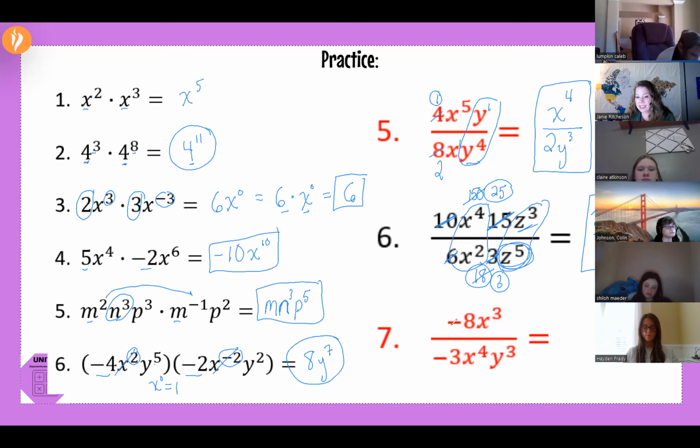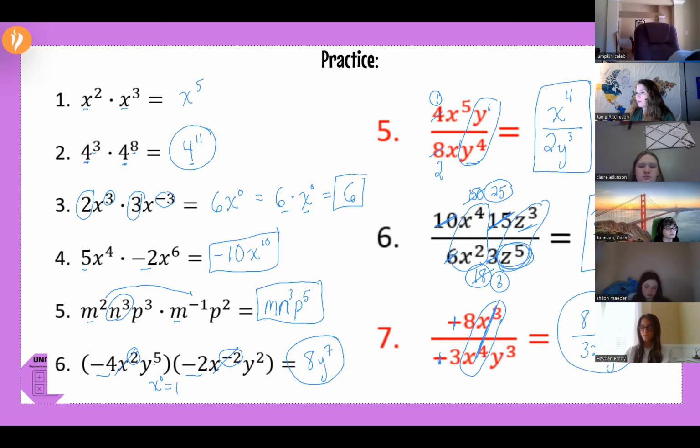And then finally, 7, we have a negative divided by a negative is a positive. 8 and 3 cannot simplify. So 8 stays where it is, 3 stays where it is. We have 3 x's on top and 4 on the bottom. So the difference of 3 and 4 is 1. And where does that 1x go? Yep, on the bottom, there's a bigger group of x's on the bottom. So those are done. And then the y to the third stays on the bottom. We don't move it anywhere.